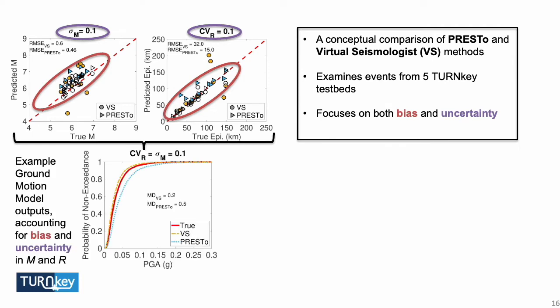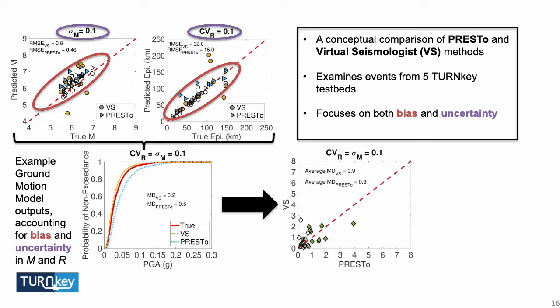So what we did was we took the predictions of both algorithms, accounting for their accuracy, but also the underlying uncertainty, and translated that into a ground shaking distribution, and compared the ground shaking distribution of the algorithms' predictions with what actually would have occurred if we had the true magnitude and the true location of the events. We summarized all of this into a metric called the MD metric, and we compared both algorithms.